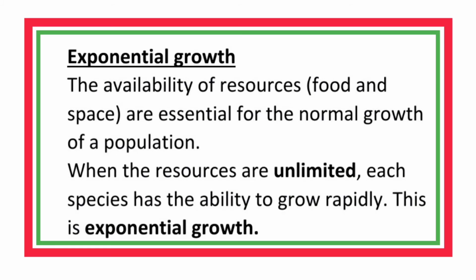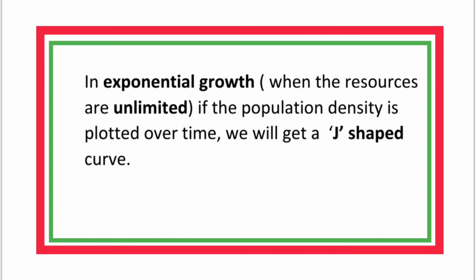Exponential growth. The availability of resources, that is food and space, are essential for the normal growth of a population. When the resources are unlimited, each species has the ability to grow rapidly. This is exponential growth. In exponential growth, when the resources are unlimited, if the population density is plotted over time, we will get a J-shaped curve.